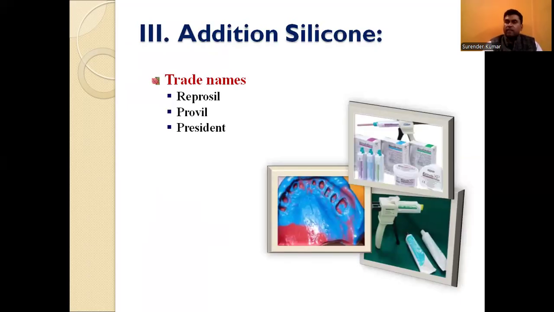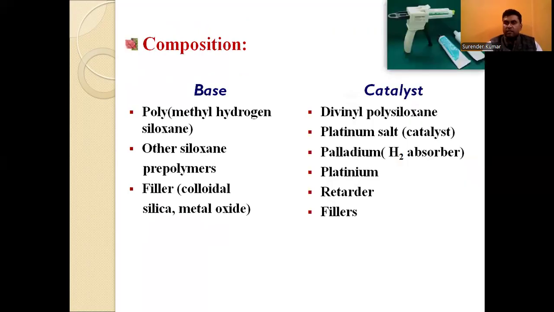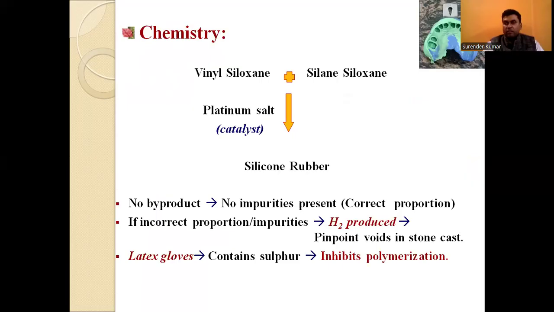Third type is addition silicone, which is mostly used. Trade names: Reprosil, Provil, and President. The composition can be base and catalyst form. Base is polymethyl hydrogen siloxane, other siloxane polymers, and fillers; the catalyst is divinyl siloxane and platinum salts, which act as a catalyst. Palladium is added, which acts as a hydrogen absorber, along with retarders and fillers. So the chemistry: when they react together, vinyl siloxane plus silane siloxane in the presence of the catalyst will give you silicone rubber.